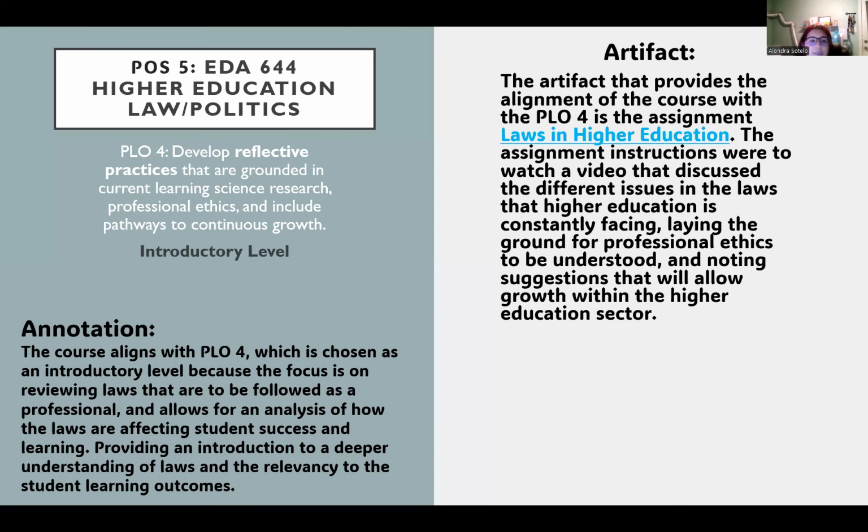EDA 644, this is POS 5 in Higher Education, Law, and Politics. This aligns with PLO 4, develop reflective practices that are grounded in current learning research or science research, professional ethics, and include pathways to continuous growth in the introductory level. The course aligns with PLO 4, which is chosen as an introductory level because the focus is on reviewing laws that are to be followed as a professional and allows for analysis of how the laws are affecting student success and learning, providing an introduction into a deeper understanding of laws and the relevancy to the student learning outcomes.